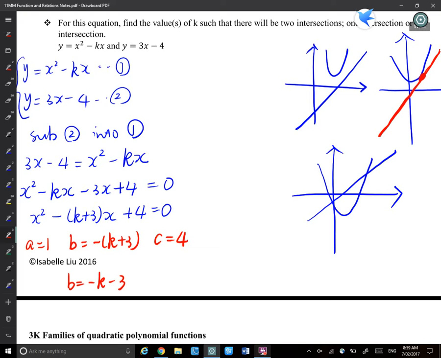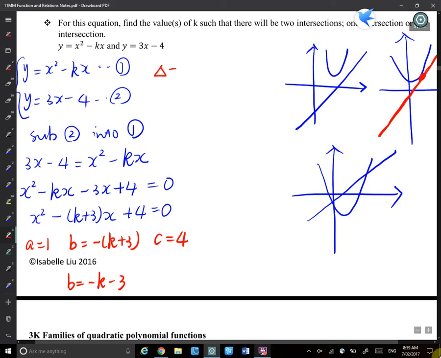Now let's think about it. That's a quadratic, and every quadratic can find a discriminant. So let's find the discriminant first. The discriminant will be b squared minus 4ac. So what is b squared? b squared is this thing squared, minus 4 times a times c. The minus will disappear because you have the square, and minus 4 times 4 is 16, 4 squared, right?